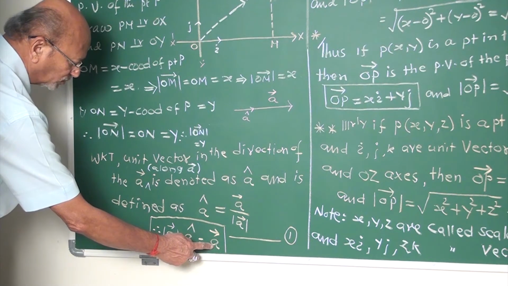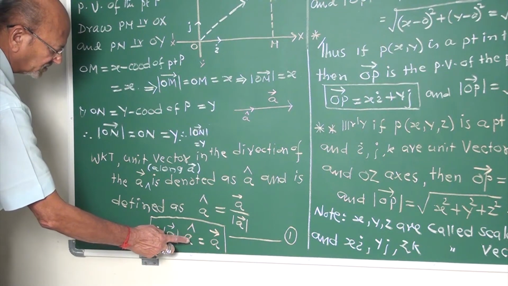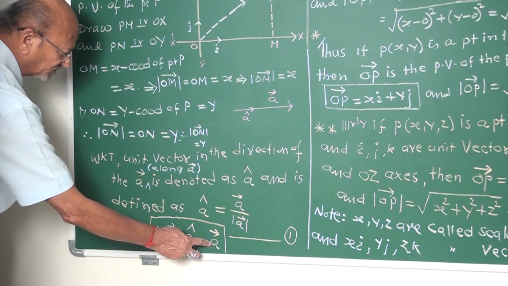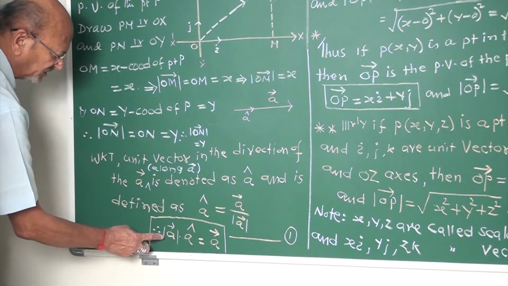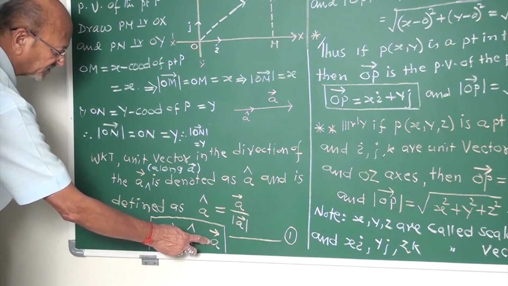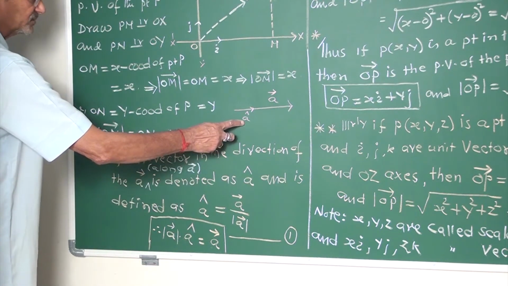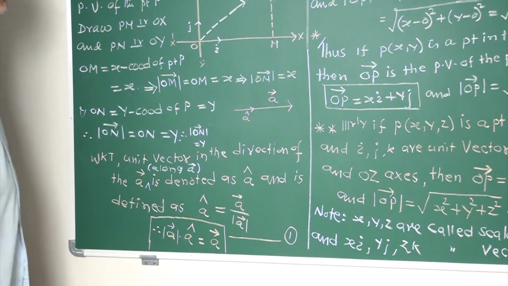Vector A equals its magnitude into what? It is a unit vector in the direction of vector A. Vector A can be expressed as its magnitude into unit vector in the direction of vector A, A cap. Yes, my friend, you name this as 1.